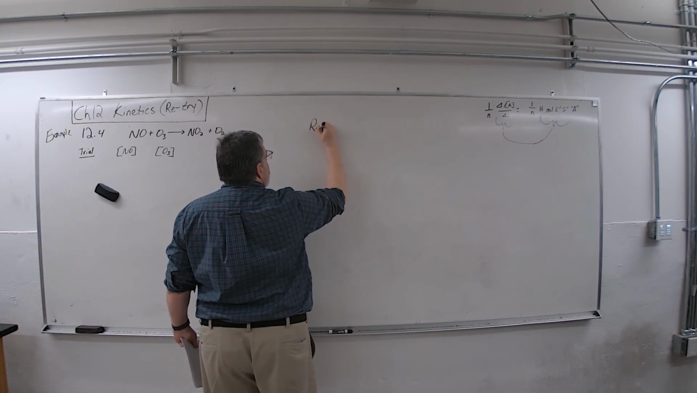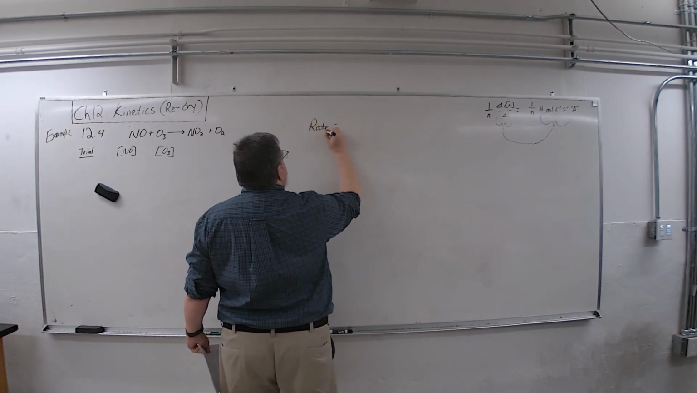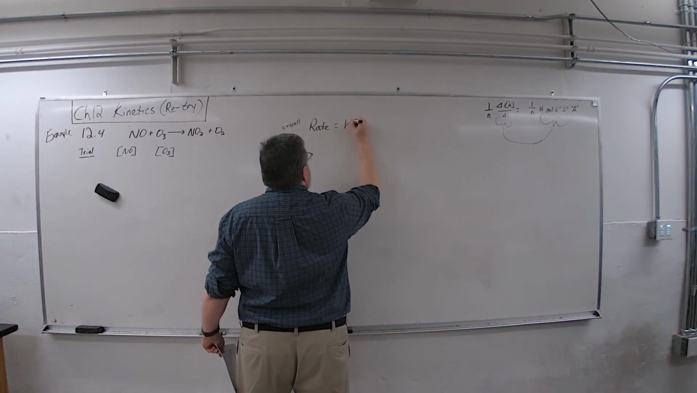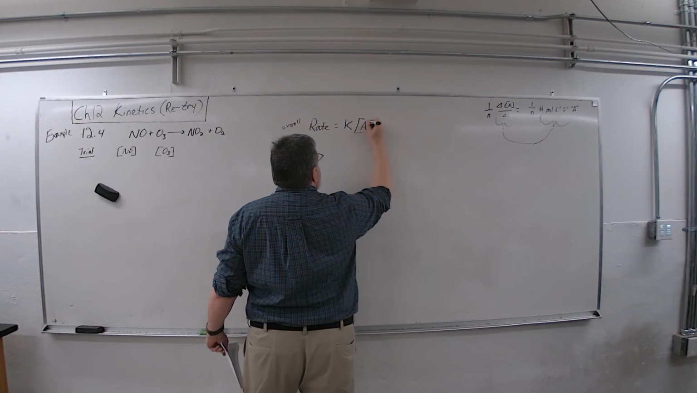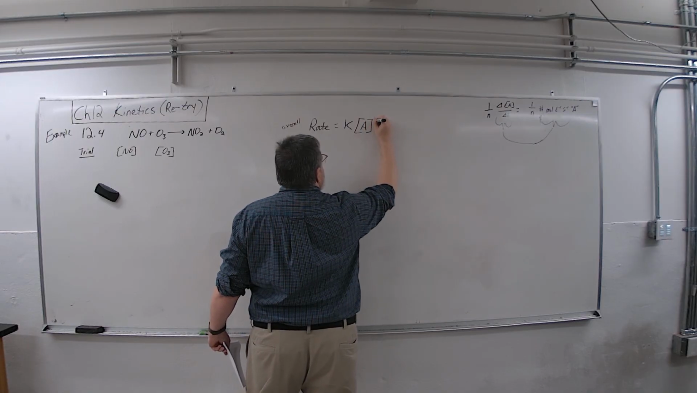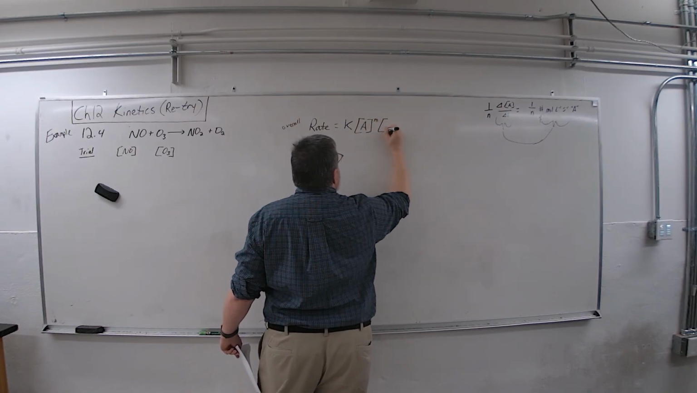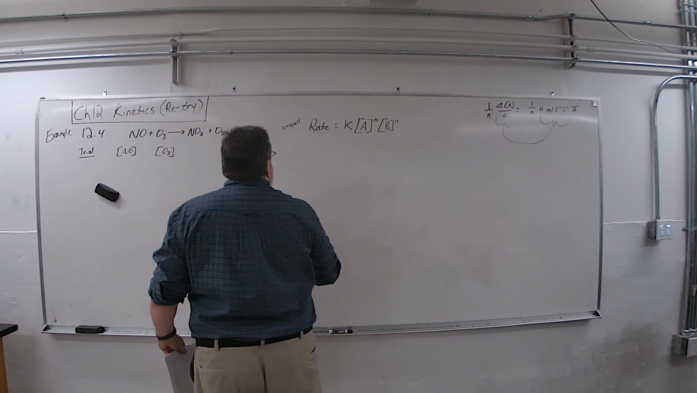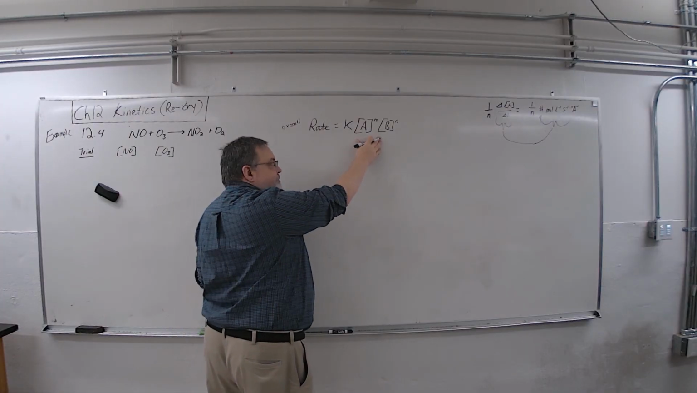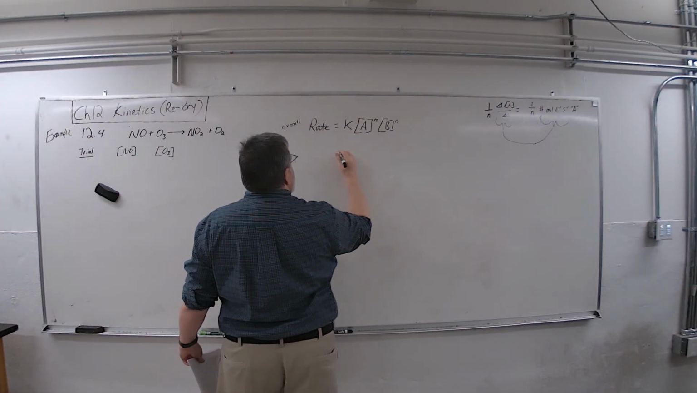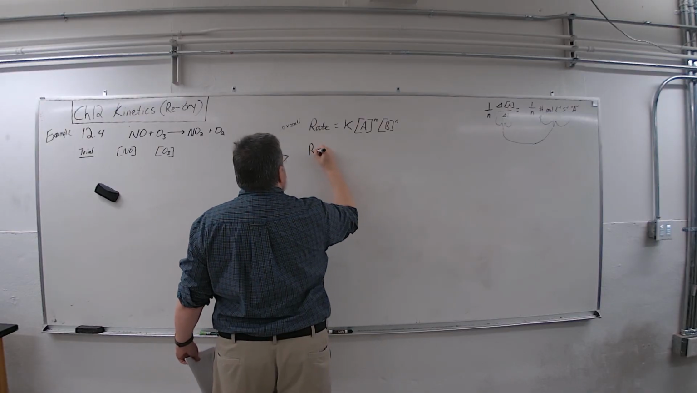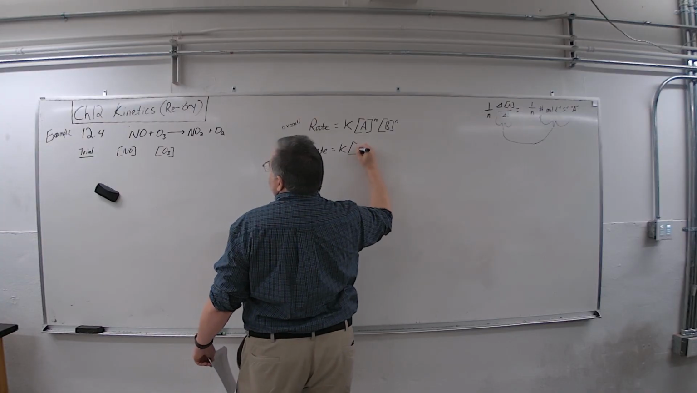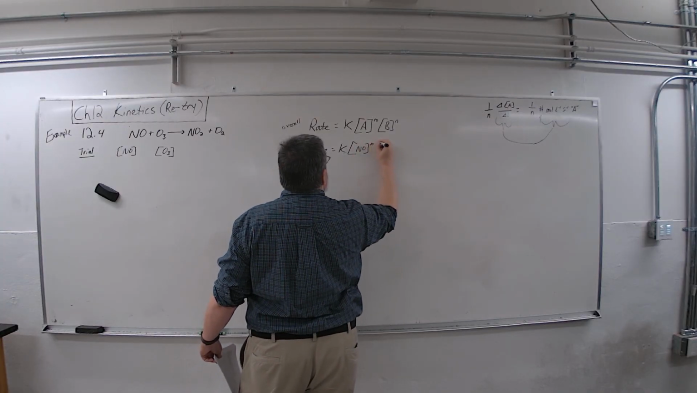You remember this? The overall rate is a rate constant times something, and we'll just call this M, N, in this case. So these are always the reactants. So in our case, the rate, concentration of NO to the M.